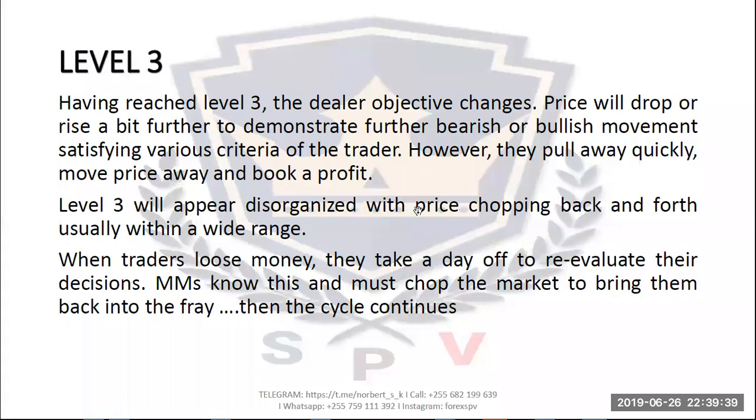Level 3 will appear disorganized, price chopping back and forth within a wide range. When traders lose money, they take a day off to reevaluate their decisions. Market makers know this and must chop the market to bring them back into play. Then the cycle continues. So they will chop the market around there for 2+ days. Then the retail traders will come back to the fray, enter a trade again, and then they'll take this. So they'll shift the cycle away.